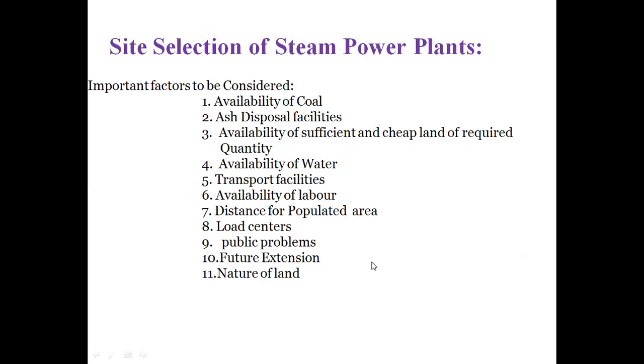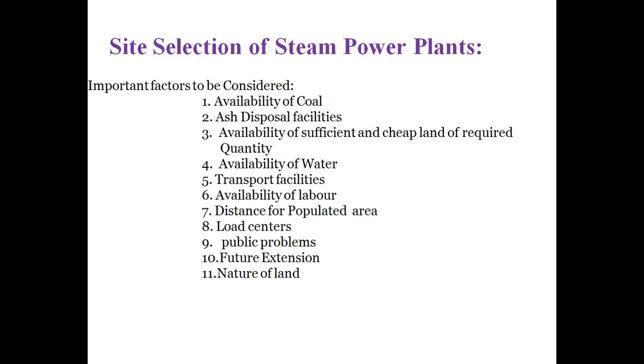Next one is the public problem. In order to avoid the nuisance from smoke, fly ash and heat generated from the power plant, it should be located far away from the cities. And next one is the future extension. The choice of the site should allow for economical extension considerations with the estimated growth of the land.